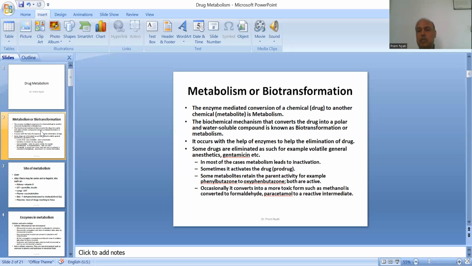Occasionally, the drug is converted into a more toxic form. So in this case, the metabolite is more toxic than the parent component. For example, methanol is converted to formaldehyde. This is much more toxic than methanol. Paracetamol is converted into a reactive intermediate, that is also toxic to the liver.